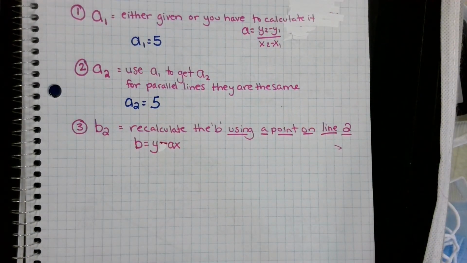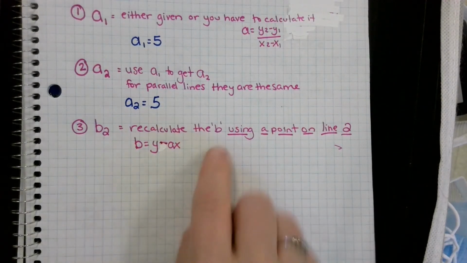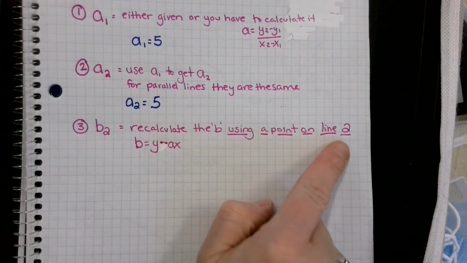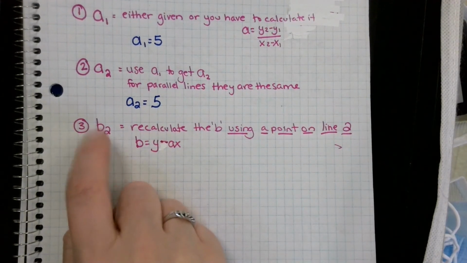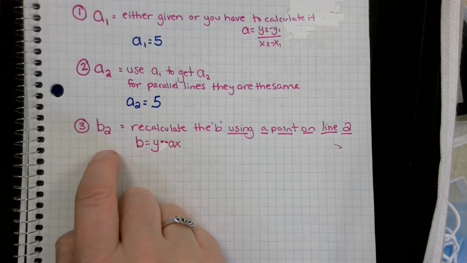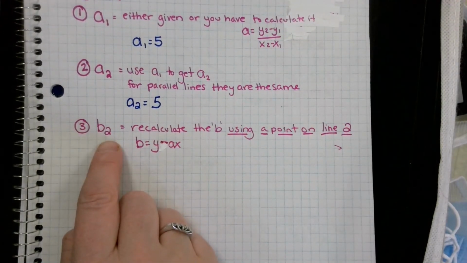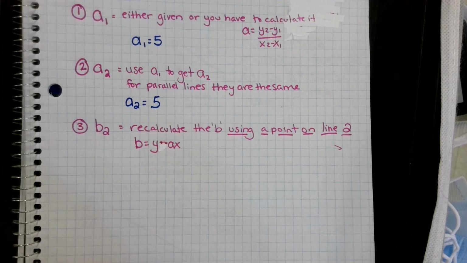Okay, we're going to recalculate the B using a point on line 2, because sometimes they'll give you a point on line 1 still, and then students grab that and use that. But if I'm looking for my second line, I have to use a point that's on my second line. Again, if this looks confusing, it's because it's the first time you're being taught it. It's not meant to be super easy right away. We're going to go through another example after this.